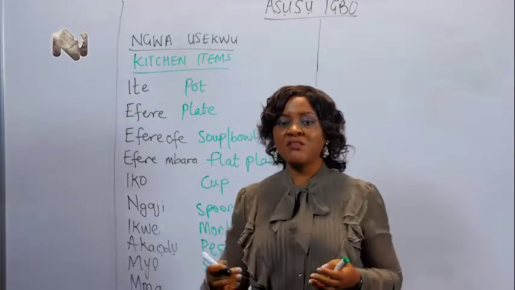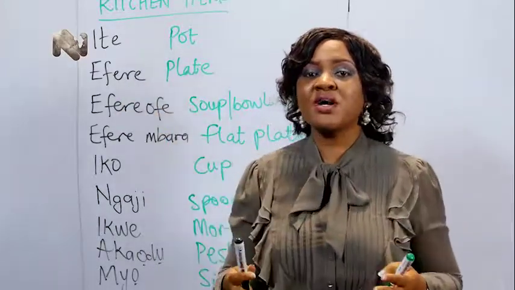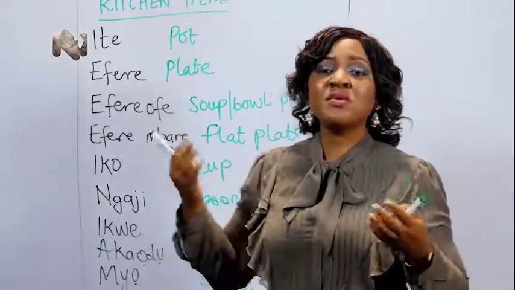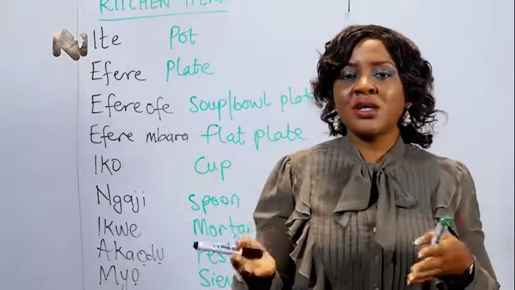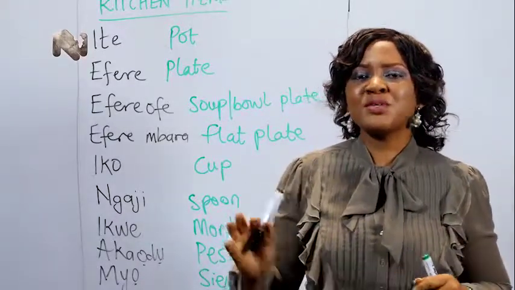Efere nkowa. I've mentioned efere to you. Efere means plate. So efere nkowa is breakable plate or glass plate. The same thing with cup. Breakable cup or glass cup is called iko nkowa. But let's not go into that.